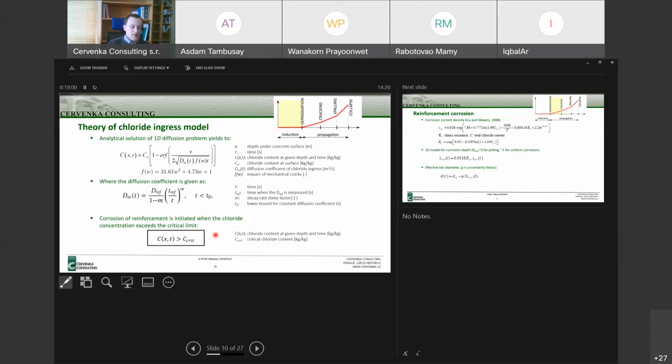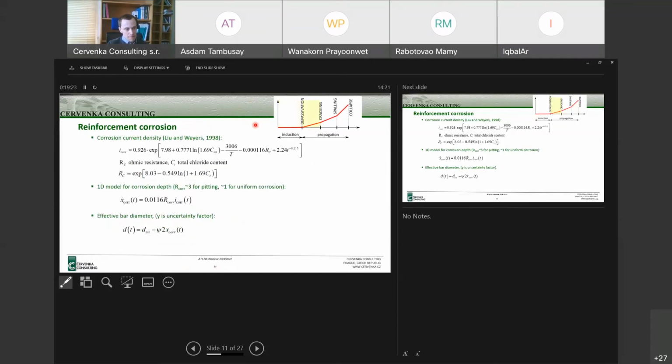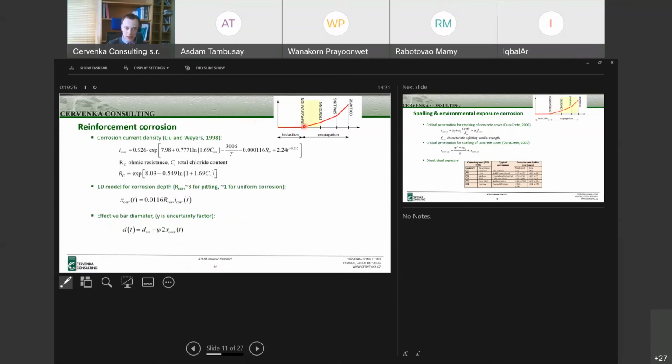And once the chloride content at the reinforcement position exceeds the critical chloride content, then it's assumed that the corrosion is initiated. After that, this is the end of the induction phase and the beginning of the propagation phase. From that moment, the rate of the reinforcement corrosion is calculated.